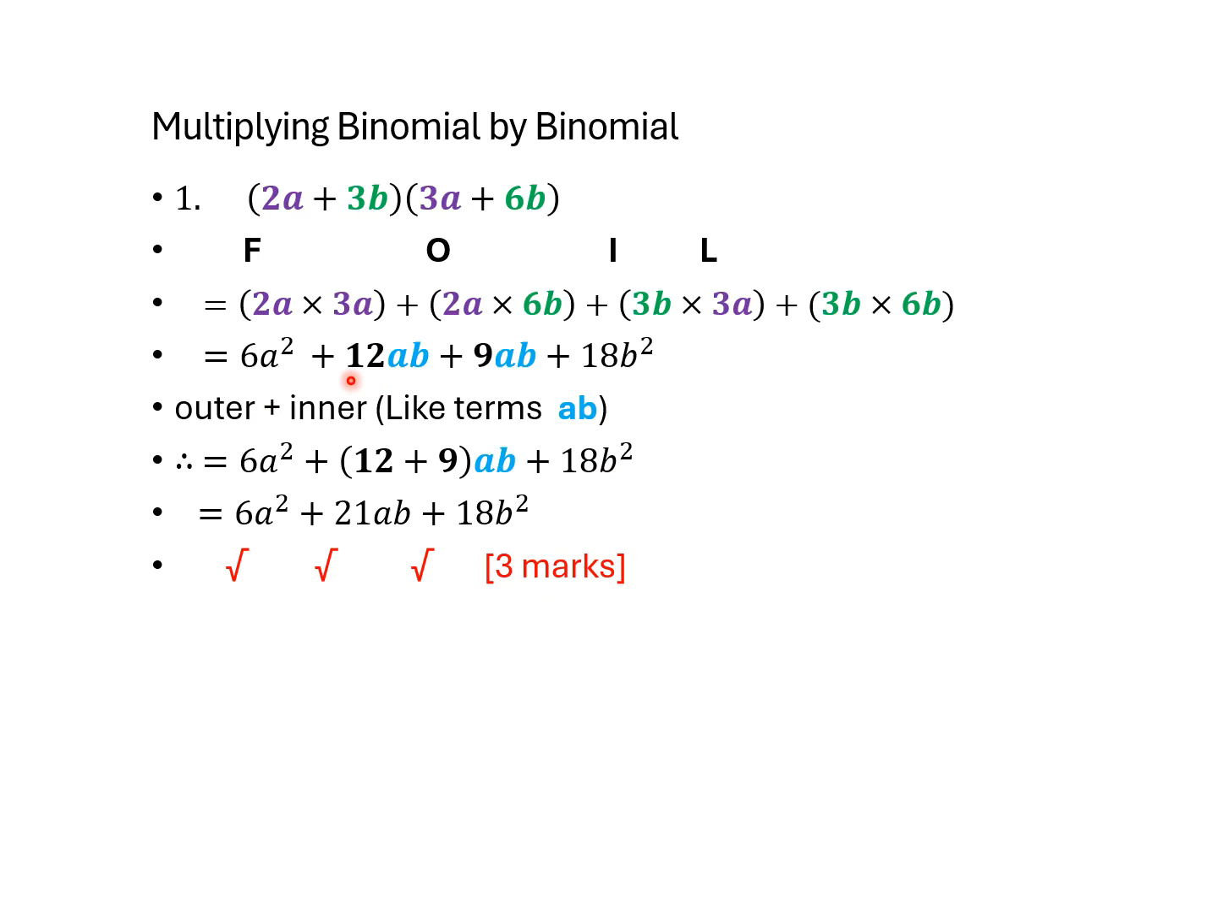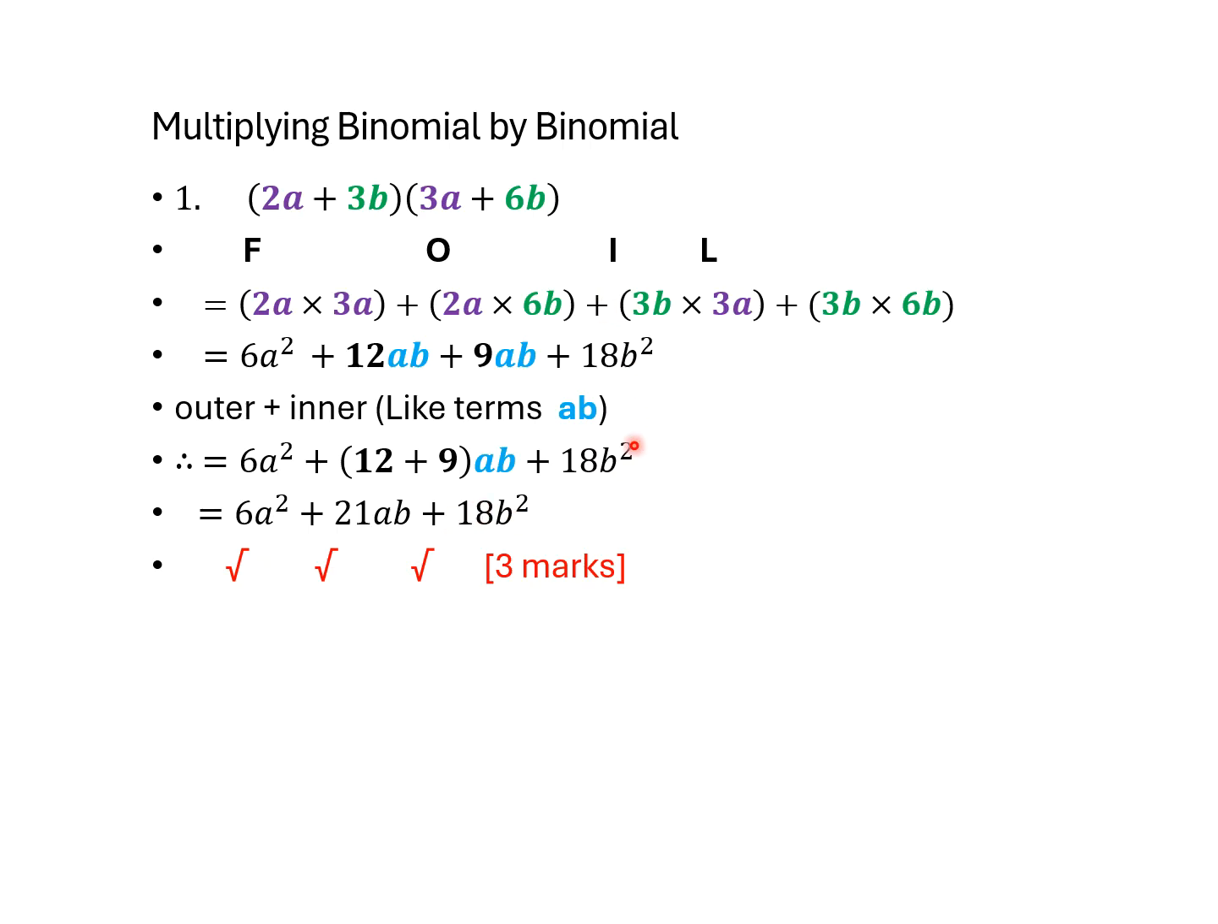But here for the two in the middle, you see there, that's ab and ab. Right, so this is like saying 12 apples plus 9 apples will give me how many apples? So my like terms both have ab, so 12 plus 9, ab. That then becomes 6a squared plus 21ab plus 18b squared.